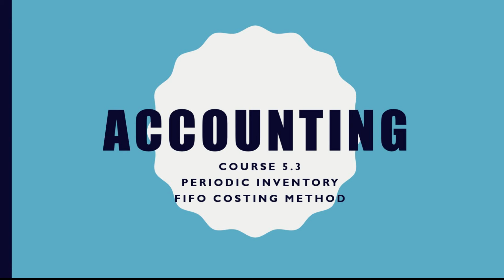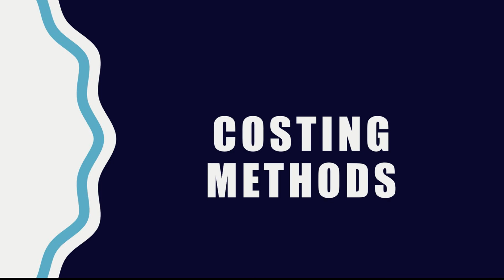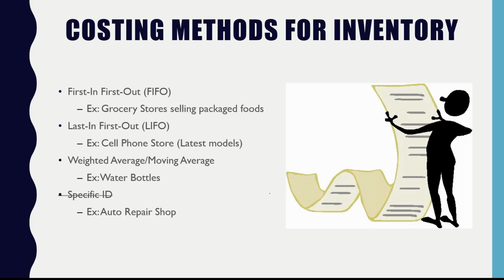with periodic inventory. Okay, so when we sell a product, we need to consider how much it's going to cost us to sell the product. Hence the word cost of goods sold. So we're going to be taking a look at that kind of aspect there. So we're going to be looking at the 3 different types of costing methods for periodic inventory.